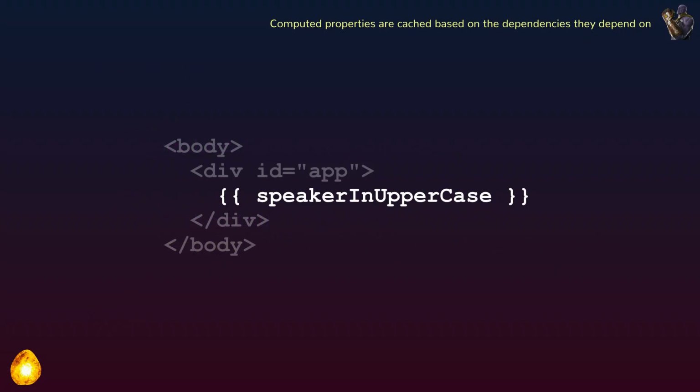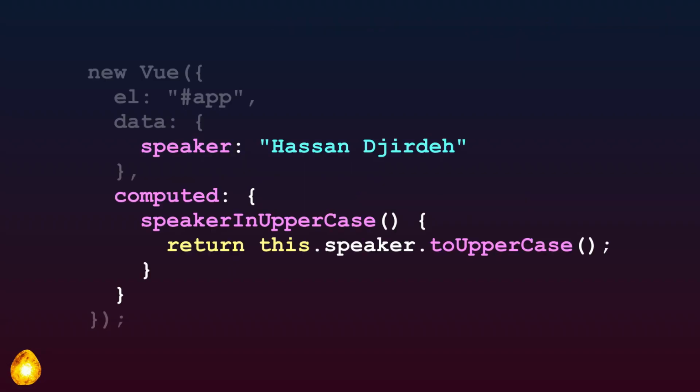Why are computed properties different than us just having a method to return that data? Computed properties in Vue are unique because they're cached based on the dependencies they depend on. This particular computed property depends on the speaker data property. As long as the data property doesn't change, multiple calls to the same computed property will return the same cached result. Useful if you want to perform more expensive operations.